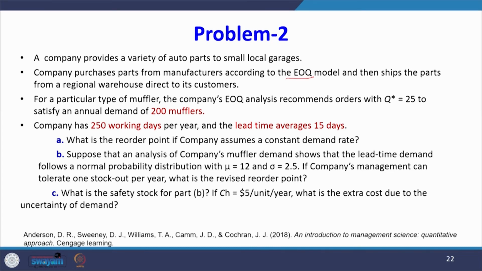For a particular type of muffler, an automobile component, the company's EOQ analysis recommends an optimal order quantity Q star equal to 25 to satisfy an annual demand of 200 mufflers. The company has 250 working days per year and the average lead time is 15 days. What is the reorder point if the company assumes a constant demand rate, our traditional EOQ?